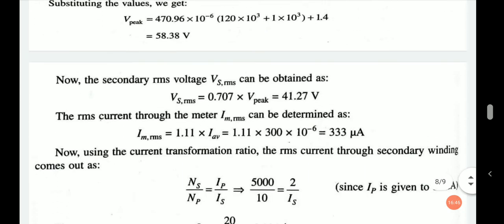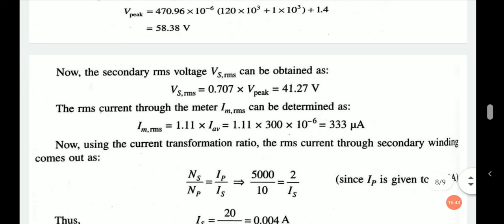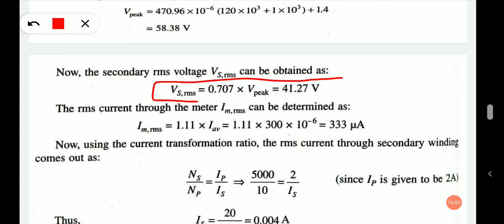Now the secondary RMS voltage can be obtained as Vs RMS equals 0.707 into V peak. We know that V peak is 58.38. So into 0.707 is the secondary RMS voltage, that is Vs RMS. We will get 41.27 volt.